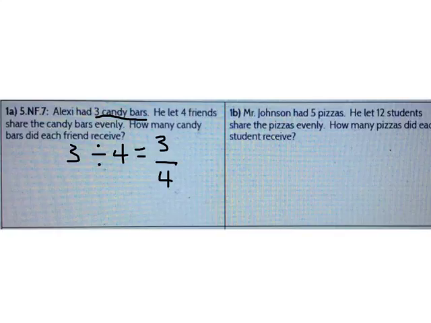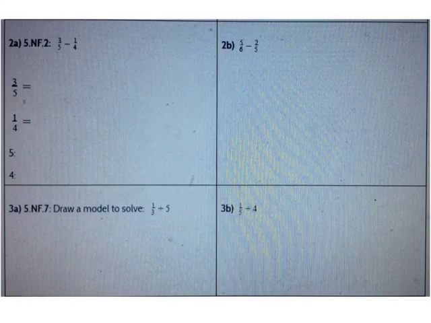Now you try one on your own. Mr. Johnson had 5 pizzas. He let 12 students share the pizzas evenly. How many pizzas did each student receive? Go ahead and solve that problem now. Mr. Johnson lets 12 students split 5 pizzas, so he's doing 5 divided by 12. The correct answer is 5/12.